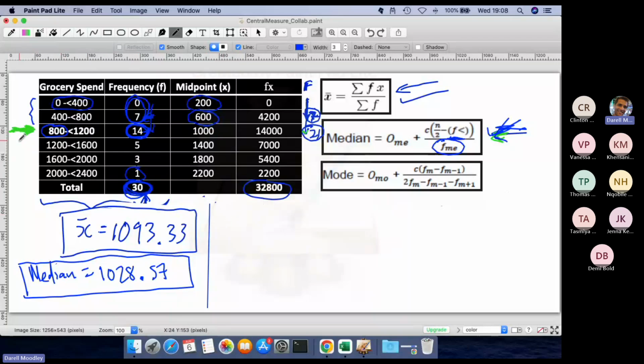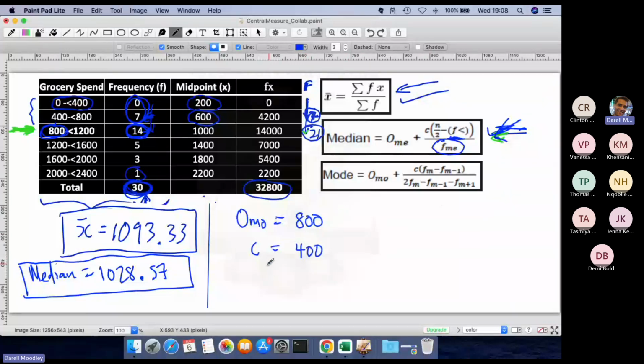So as soon as we know that, I'm going to put an arrow here, like the green arrow. So I don't need to create a new one because it just happens to be the same interval. That's the modal interval. Okay, so that's a modal interval. And then in the same way, what the symbols are for this formula, it's similar to what it is for the median interval. That L_MO is just the lower limit of that interval. So in our example, it's 800. The lower limit is 800. All right, that's what your L_MO is. C is the same, it doesn't change. It's your class width, what we worked out earlier, which is 400.